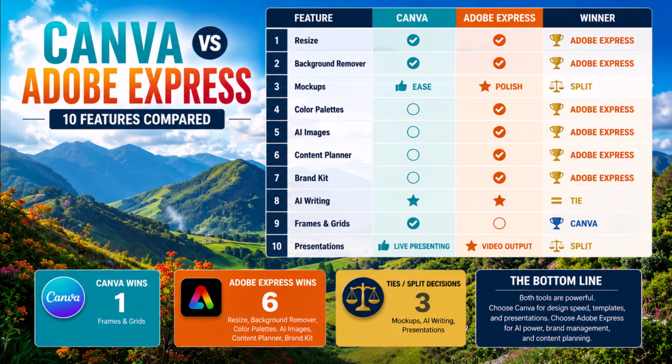5. AI images. Adobe Express wins with Firefly quality and commercial safety. 6. Content planner. Adobe Express wins with social safe zones. 7. Brand kit. Adobe Express wins with free access and multi-brand support. 8. AI writing. Tie. Both are solid. 9. Frames and grids. Canva wins clearly. 10. Presentations. Canva for live presenting, Adobe Express for video output.